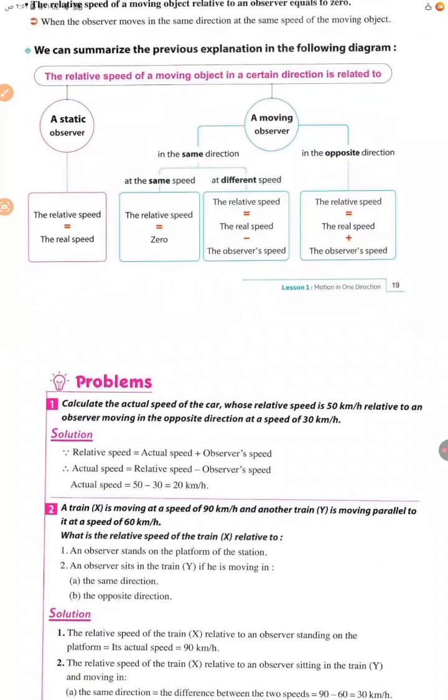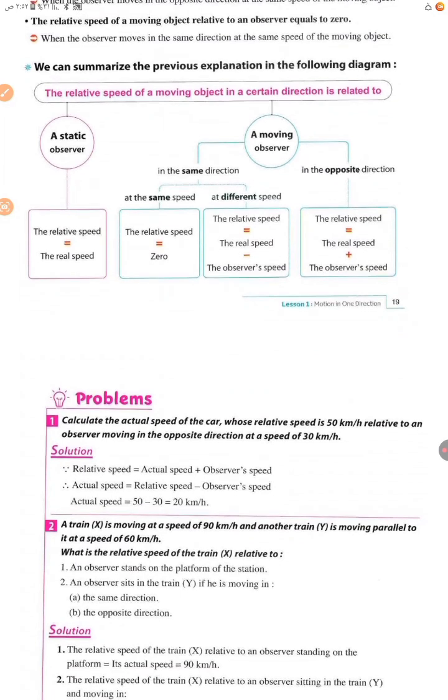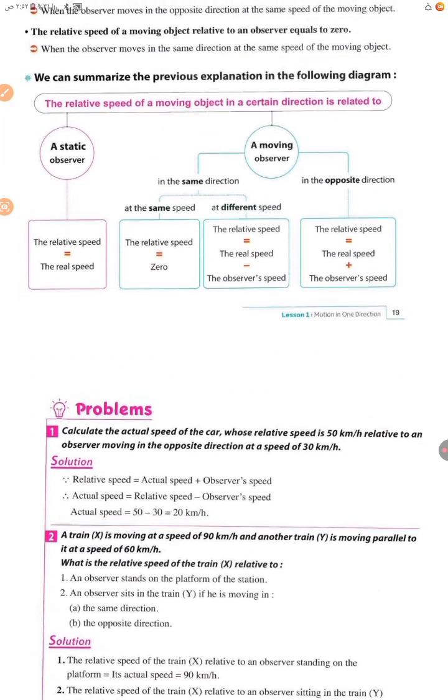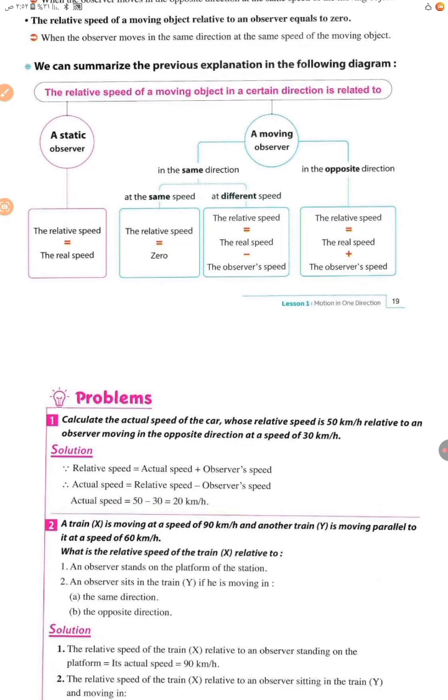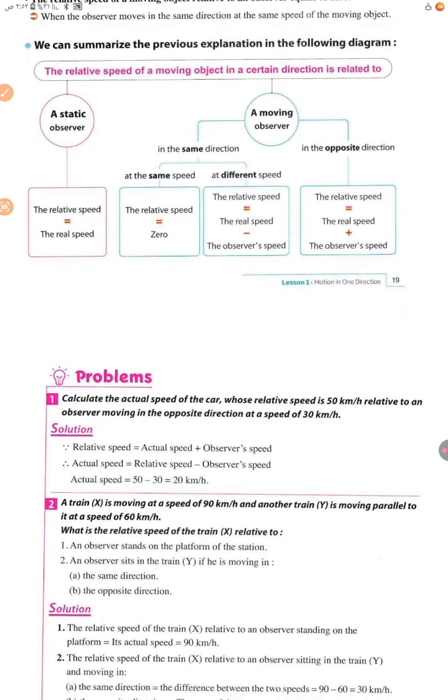We can summarize the previous explanation in the following diagram. هنقدر نلخص الشرح اللي فات ده في المخطط ده. The relative speed of a moving object depends on whether the observer is static or moving. لو المراقب ساكن ال relative speed equals the real speed. لو المراقب متحرك في 3 cases.